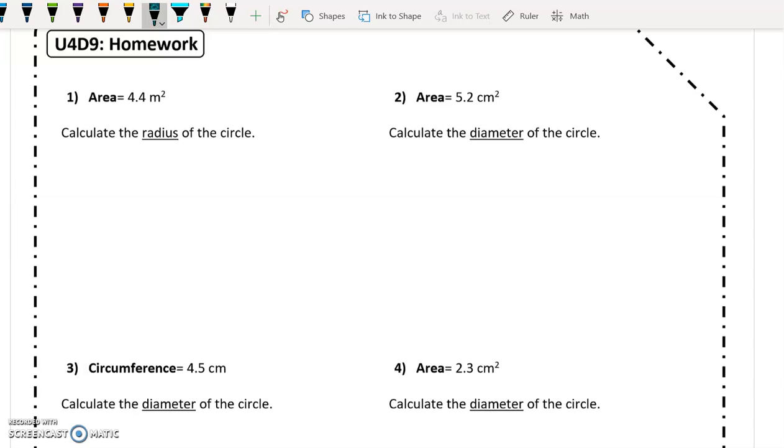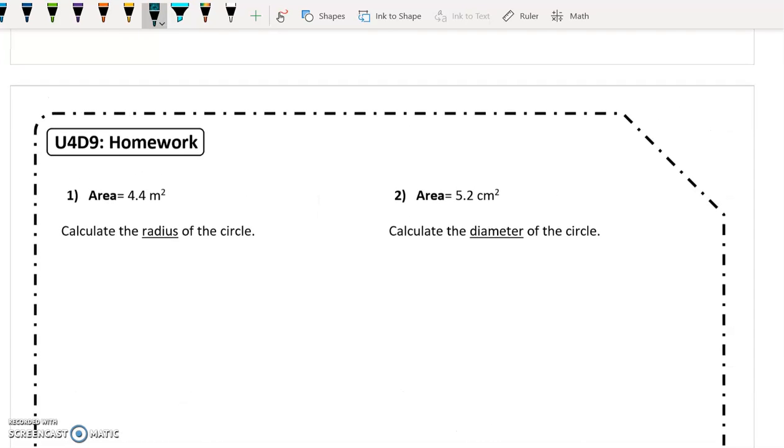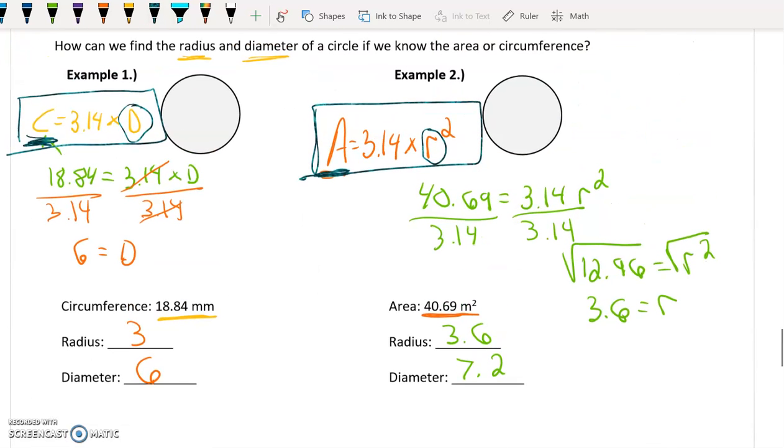So no matter what the problem gives you, it might even be helpful to write up top here the area and circumference formula. That way you know what you're working with. But if you're working with area and they ask you to find radius, no problem. That's the first thing you found. If you're working with area and you're trying to find diameter, you're still going to need to find the radius in order to get the diameter.